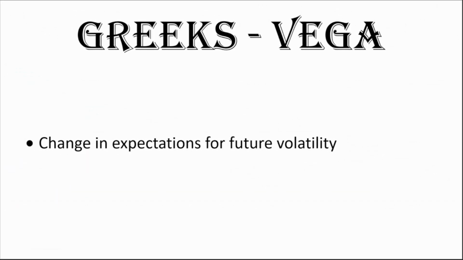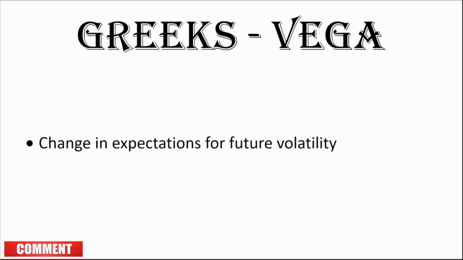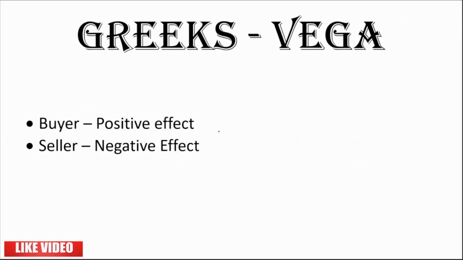Vega also measures the risk of change in implied volatility, or the forward-looking expected volatility of the underlying asset price. While Delta measures actual price change, Vega is focused on the change in expectation for future volatility. Higher volatility makes options more expensive since there's a greater likelihood of a stock price having a greater move and hitting the strike price at some point in the life of the option contract. Vega has a positive effect on option buyers and a negative effect on option sellers.